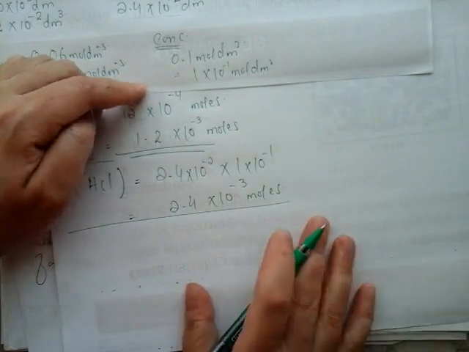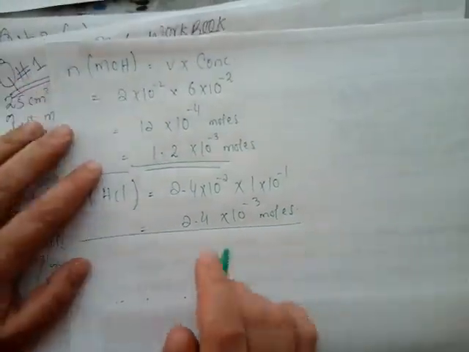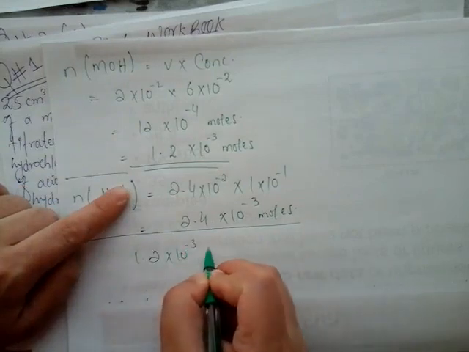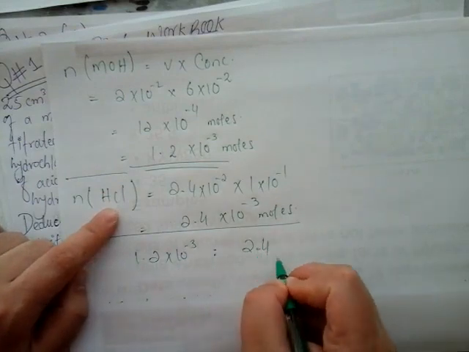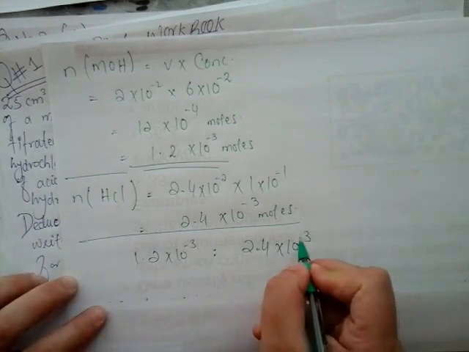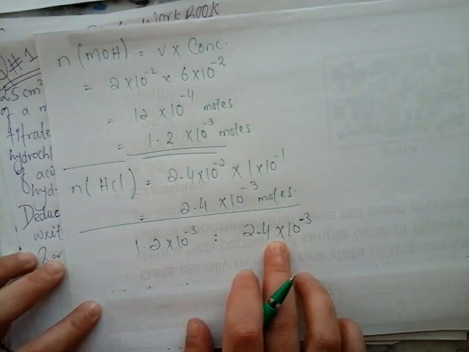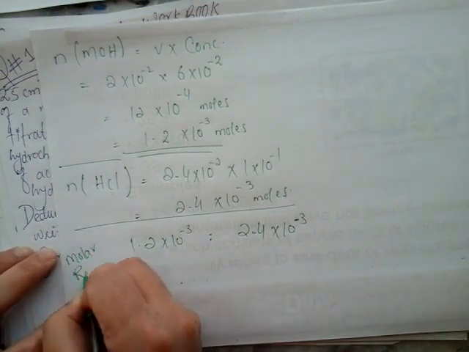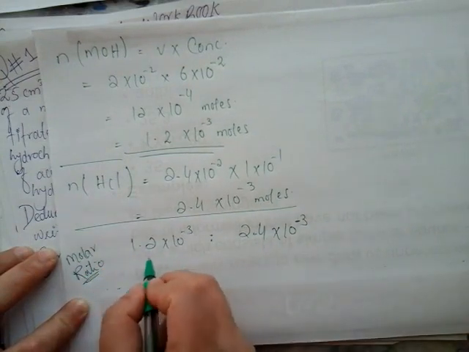Okay, now if we compare the moles of the metal hydroxide, it was 1.2 into 10 raised to power minus 3, and that of hydrochloric acid was 2.4 into 10 raised to power minus 3. So which number is the larger value? The larger number is of course 2.4. Okay, so we can find the molar ratio by dividing both the values by the smallest number.